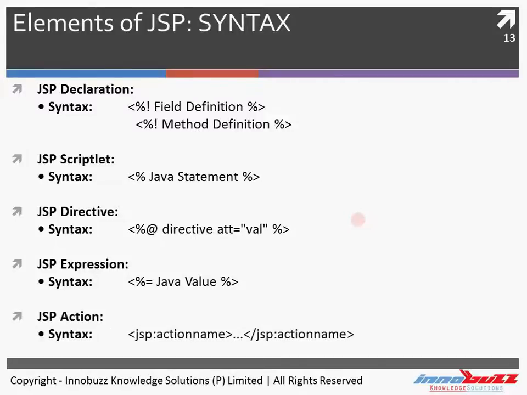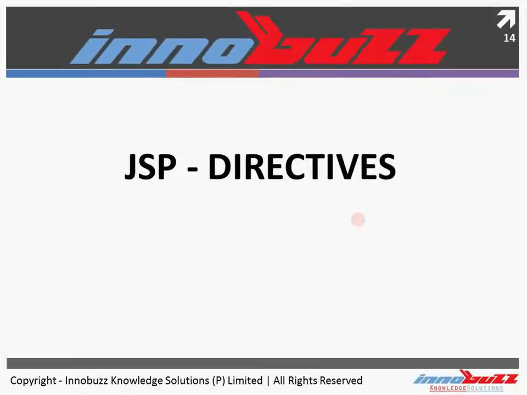One more is the JSP action. This action has a jsp tag followed by a colon and then the action name. We'll see there are many actions within it, and we'll see how it actually works. So next is JSP directives.